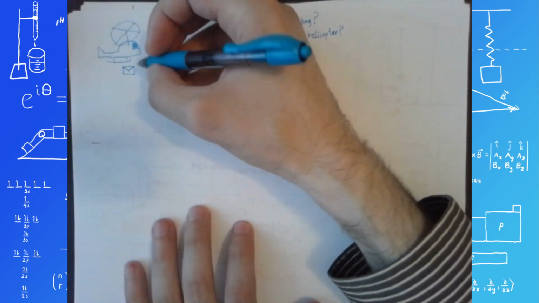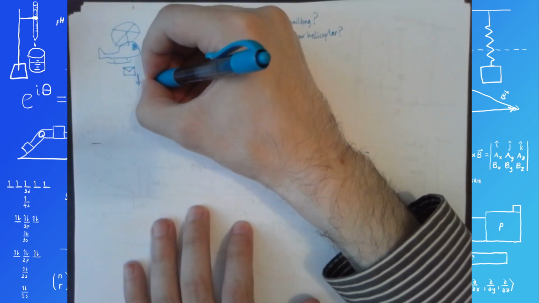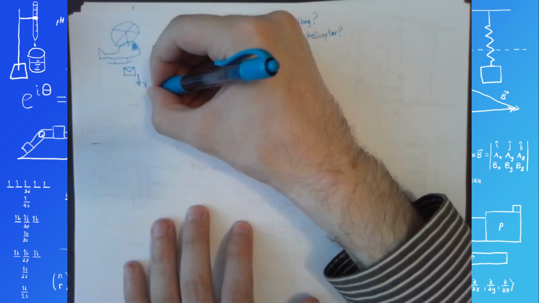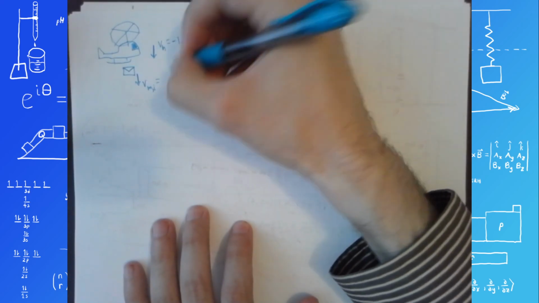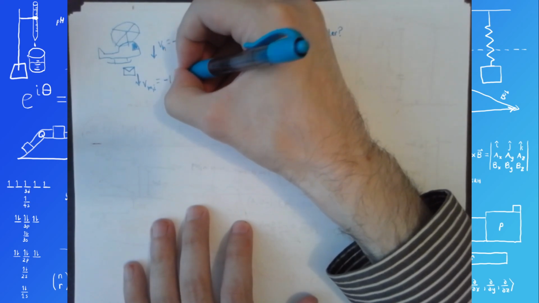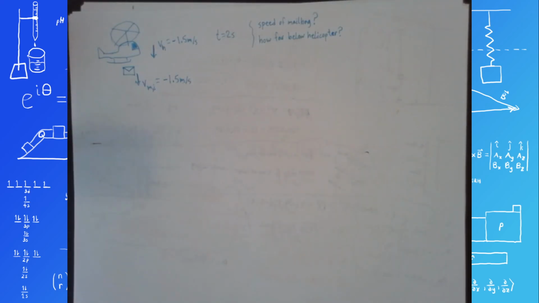So the initial velocity of the mailbag, I'm going to call it Vm initial, is also negative 1.5 meters per second. The initial velocity of a released object is the velocity of the releasing object at the moment of release.